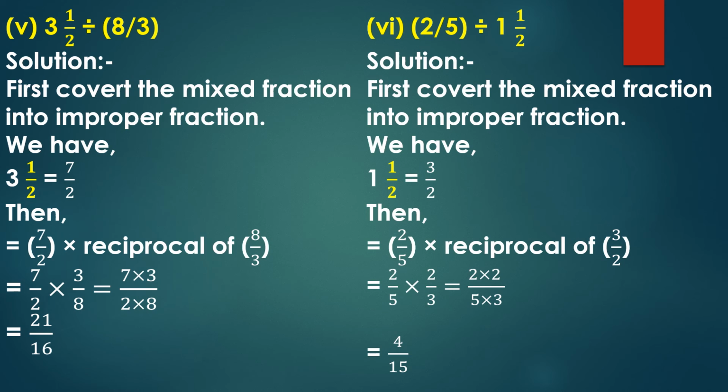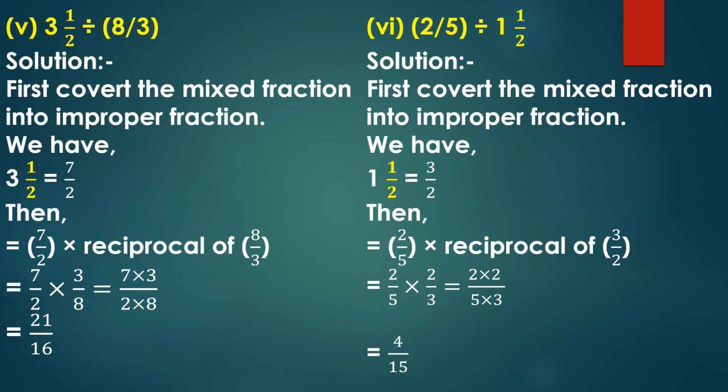The next question is 3 1 by 2 divided by 8 by 3. So here also we have to convert the mixed fraction into an improper fraction. Therefore 3 1 by 2 will become 7 by 2. Now the question is 7 by 2 divided by 8 by 3, which is equal to 7 by 2 into the reciprocal of 8 by 3 we have to take. What is the reciprocal of 8 by 3? It is 3 by 8. Therefore 7 into 3 divided by 2 into 8, which is equal to 21 divided by 16.